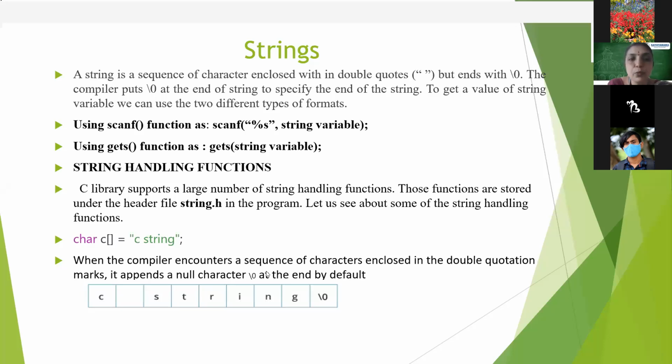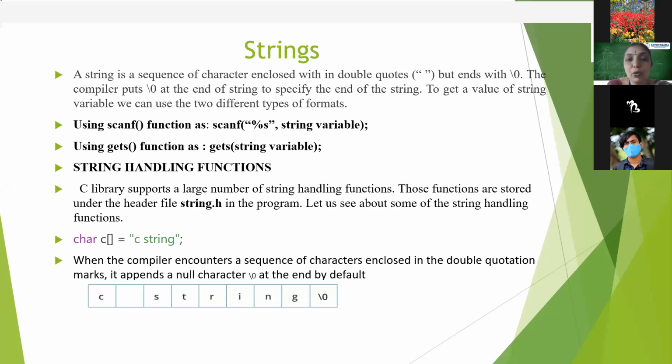There are two things. One is the scanf function. The other one is the gets function. So a string is nothing but a sequence of characters enclosed within double quotes, but it ends with \0. We will not be putting that \0. You should understand that. It is a multiple choice question whether we put a \0 at the end of the strings. No, we will not be putting the \0. It automatically puts \0 while compiling.